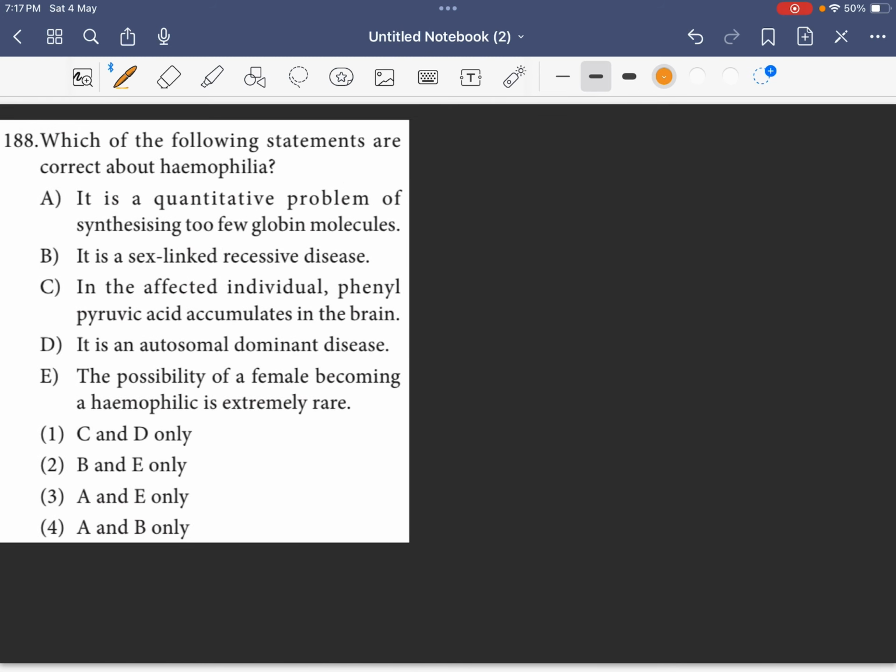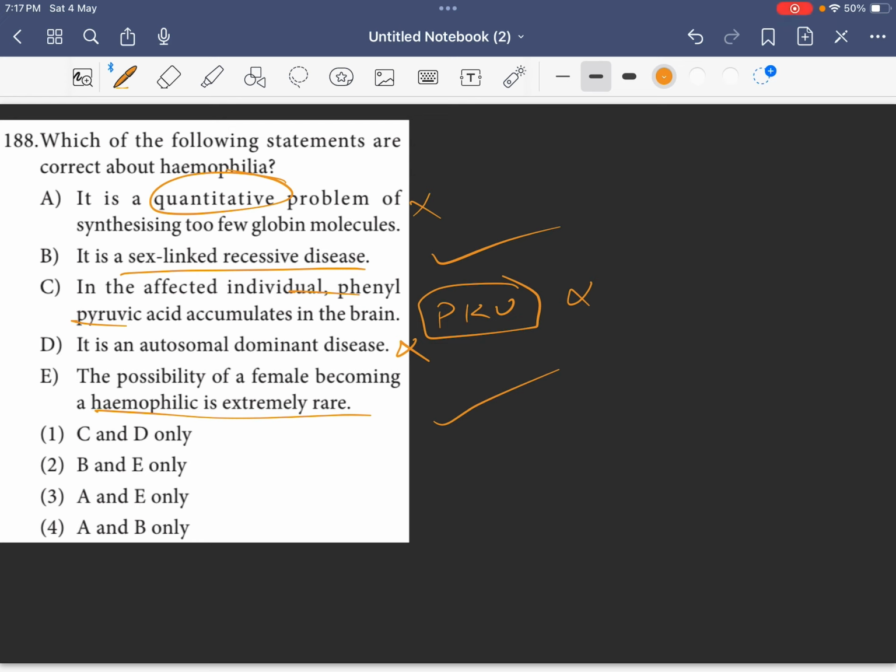Which of the following statements is correct about hemophilia? Hemophilia is a quantitative property. Wrong. Qualitative. It is a sex-linked recessive disorder. True. It has been affected by an individual of phenylpyruvate. No, they are talking about PKU. What is PKU? Phenylketonuria, right? So that's not related to it. It's not an autosomal dominant disease, and the possibility of a female becoming hemophilic is extremely rare because mostly females act as carriers, right? So your B and E are the only correct ones here. Answer is 2.